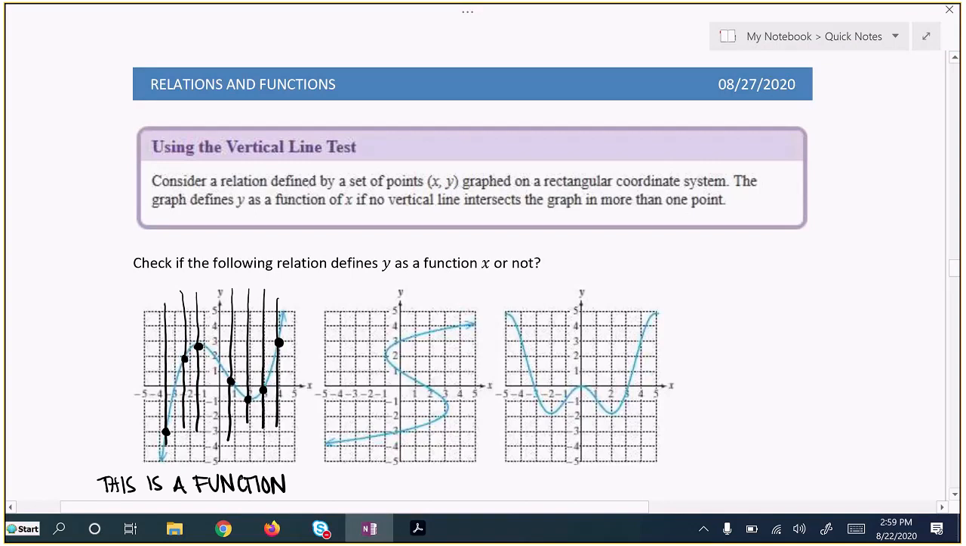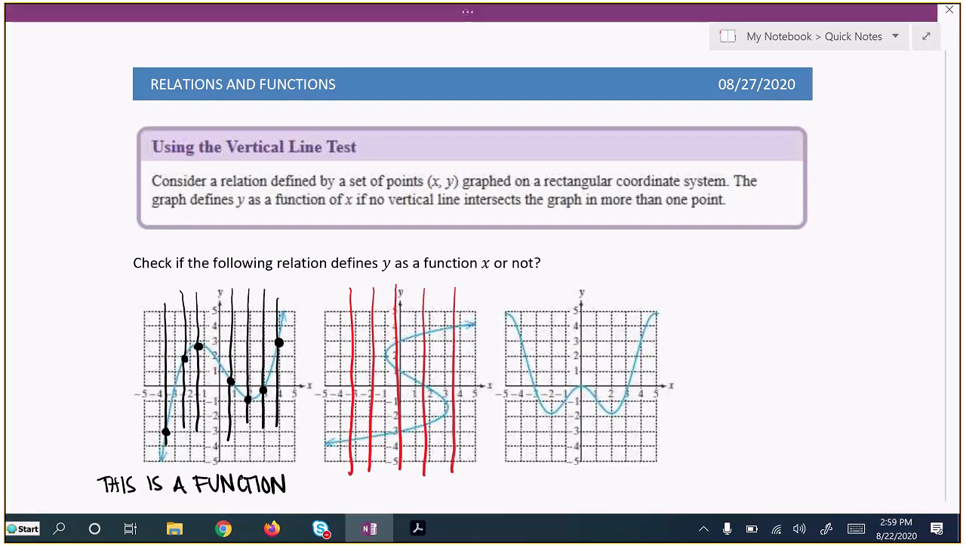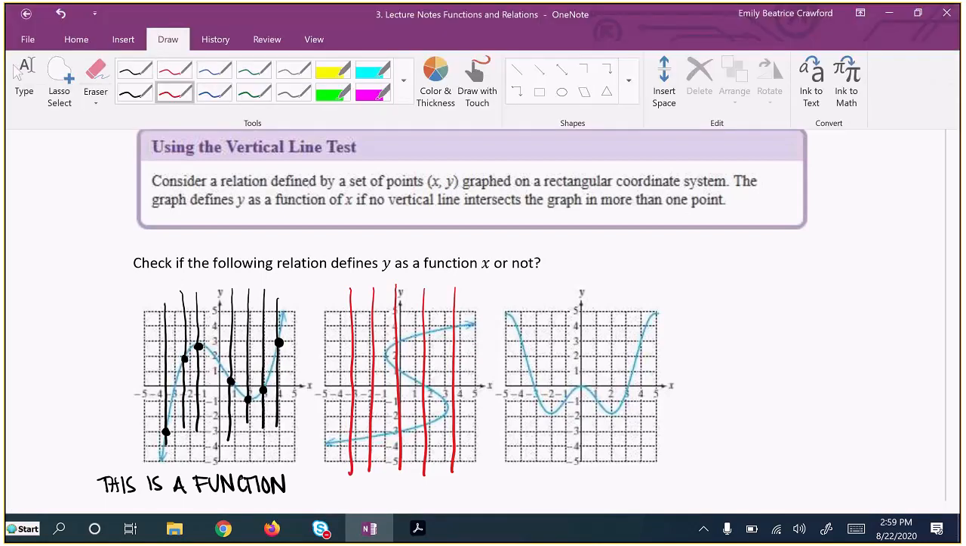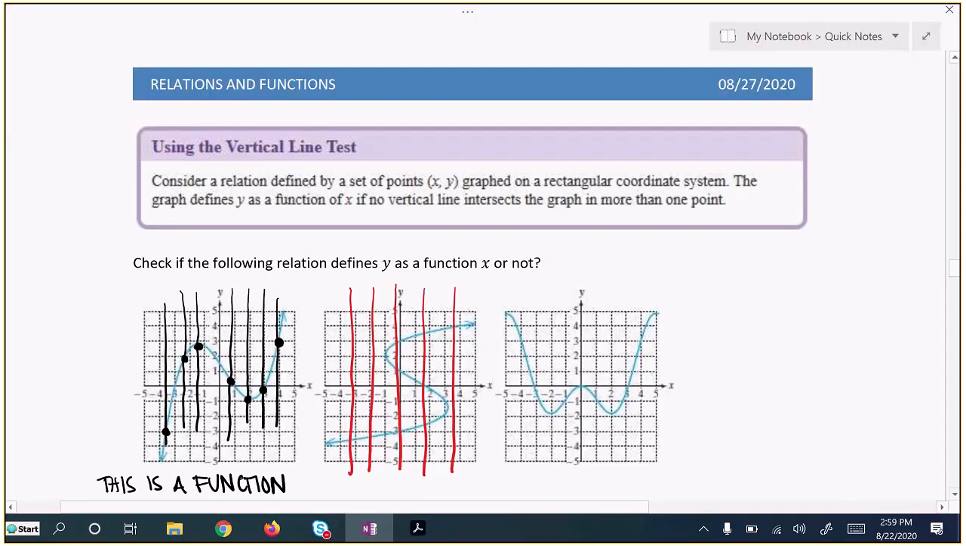Okay, let's look at the second one. So I need to be able to draw vertical lines, as many as I want, and check that none of them intersect the graph more than once. Well, right away I can see here that I've already got an issue because this vertical line is intersecting the graph in 3 places. So let's say that this line is the y-axis. I didn't draw it exactly straight, but let's say that this is supposed to be the line x equals 0, which gives us the y-axis.